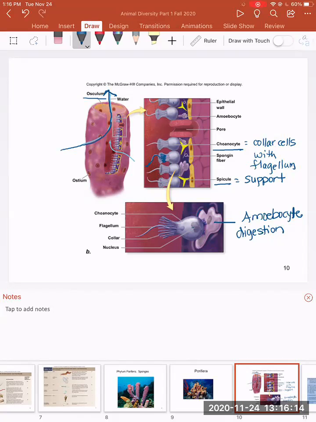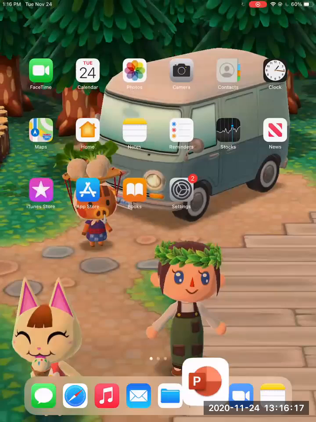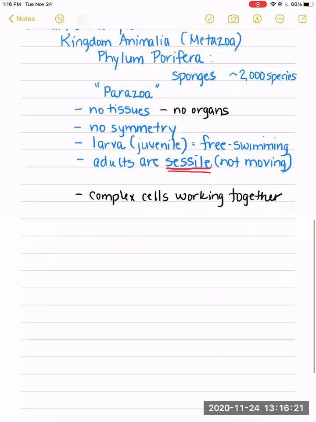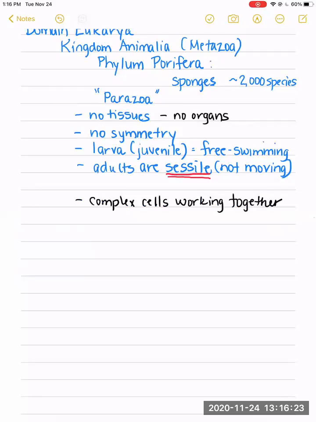The next group that we're going to look at are the cnidarians. But first, let's go back to sponges for a minute. So we're still in phylum Porifera. And let's write down some other things they have.